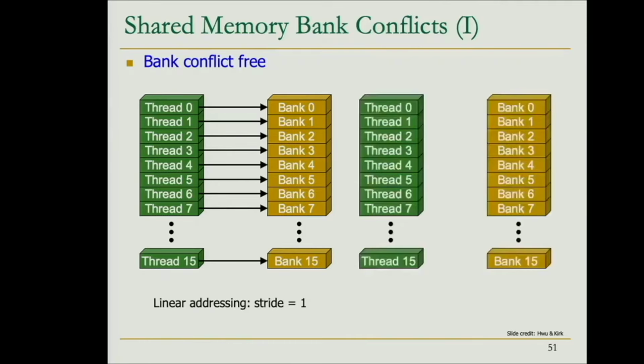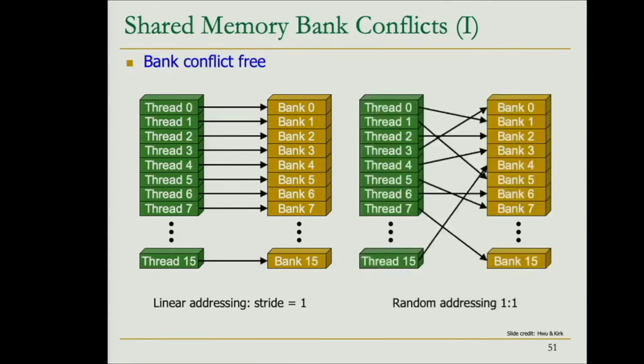This is another example as well. We don't need to always have linear addressing. We can also have random addressing or different addressing. The only important thing is that all these 16 threads belonging to the same warp are accessing different banks each. This way, we will be able to exploit the maximum bandwidth of the shared memory.